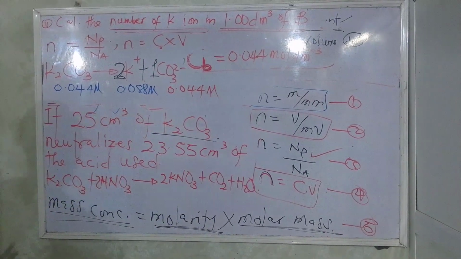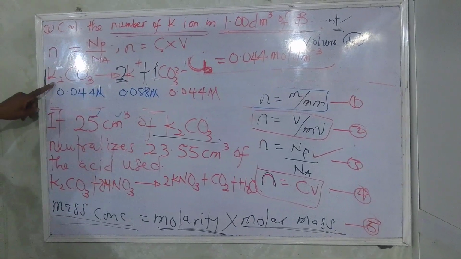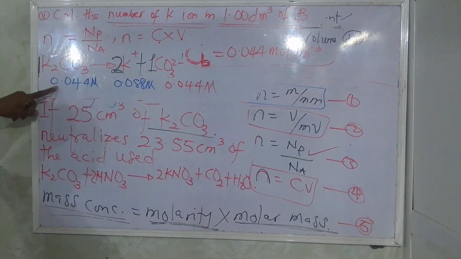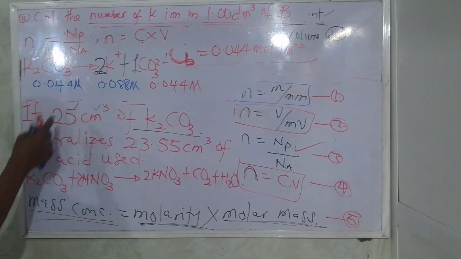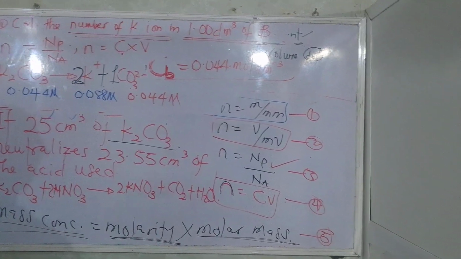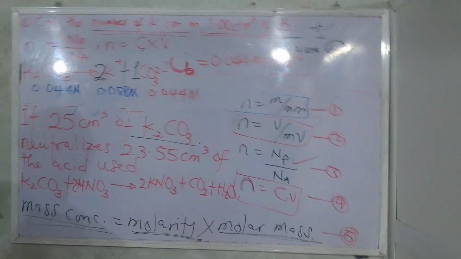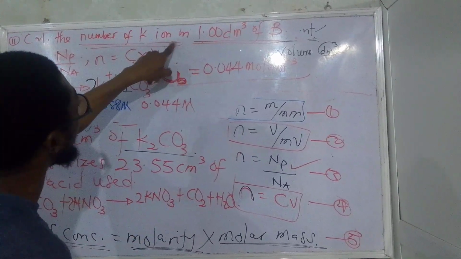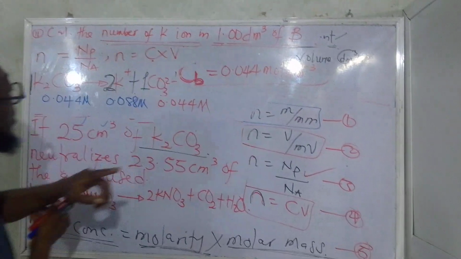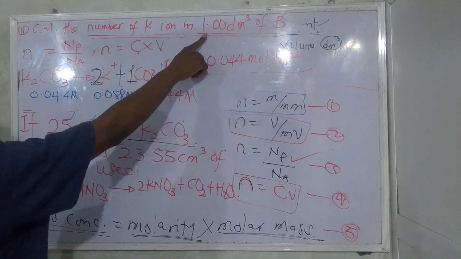You should know why. Because it's only the potassium ion that I'm looking for. So I have to look for the concentration of everybody, 0.044. This is the potassium ion inside, and this is the molarity. But what is the volume that they told me? They said in 1 dm cube. Look at it: calculate the number of potassium ion in 1.00 dm cube of B. So that means that the volume of B I have is 1 dm cube.